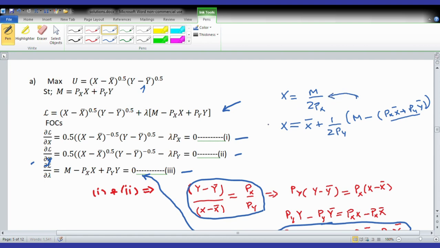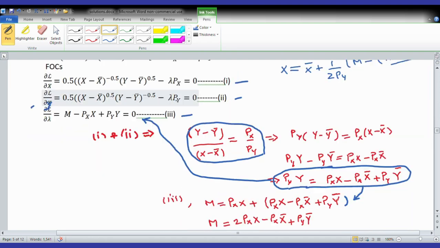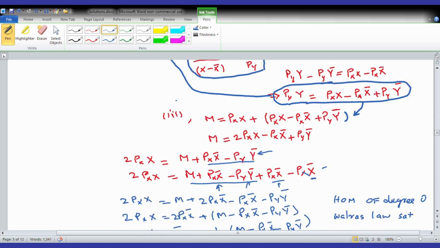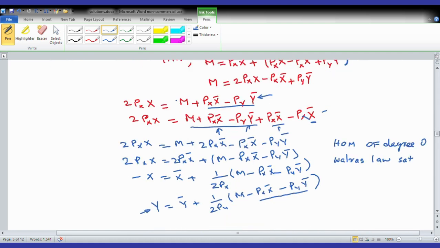So this Stone-Geary utility function is actually a variation of the Cobb-Douglas utility function, with the variation being a survival constraint: the person should at least be able to consume x bar units of good x and y bar units of good y. And this utility function is actually used a lot in welfare studies. So this is part A, the Stone-Geary utility function.